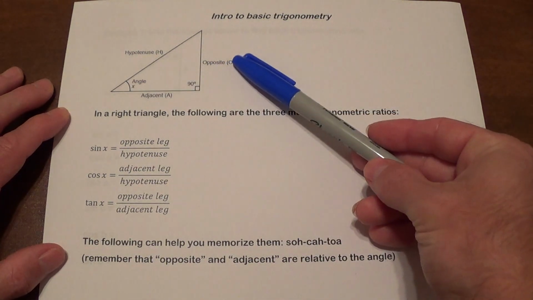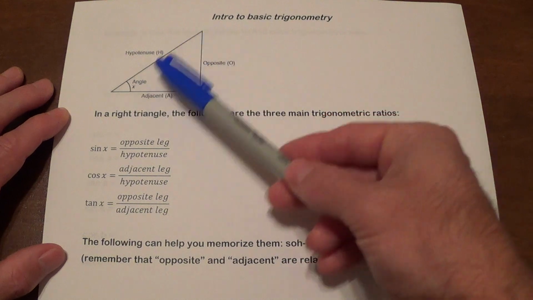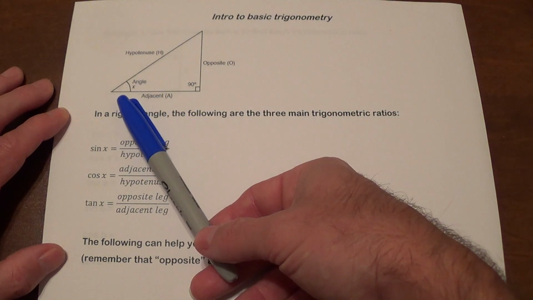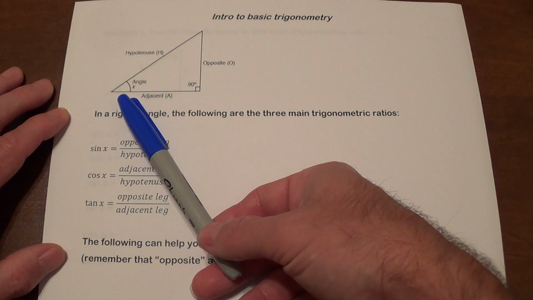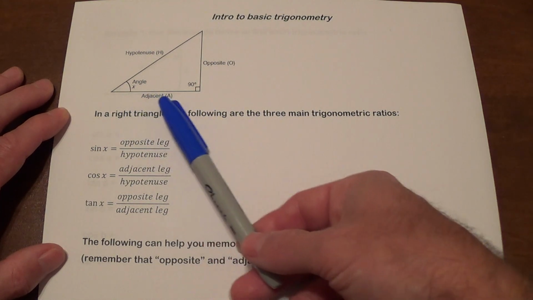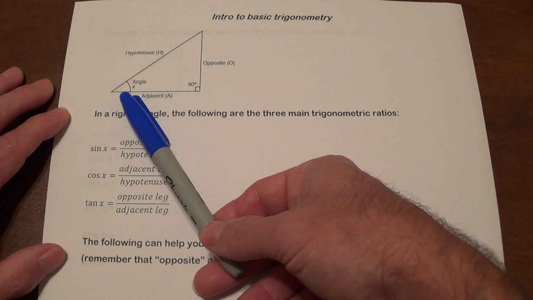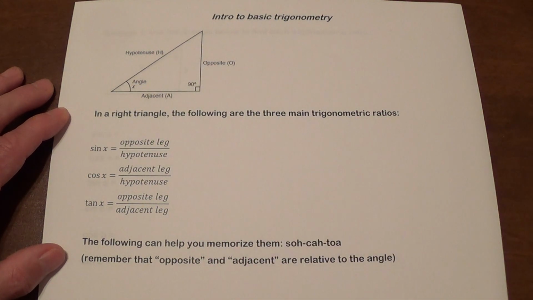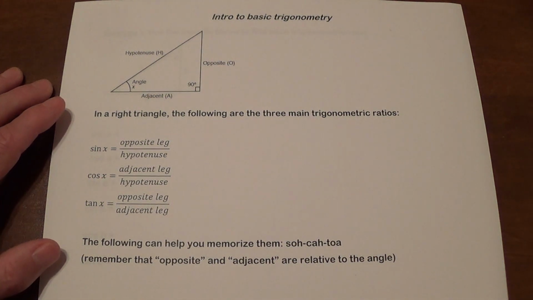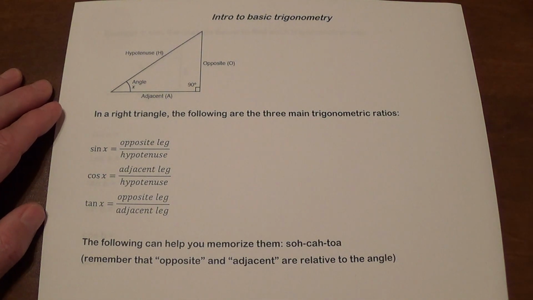a hypotenuse and two legs, and then if you pick one of the acute angles, like in this case we're picking this one, then each side is going to be the adjacent or opposite. The side that's right next to that angle, that actually contains that angle, is adjacent, and the side that lies across is the opposite. And then the following are the three main trigonometric ratios that we use.